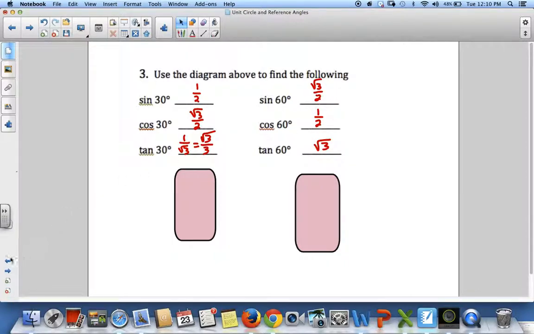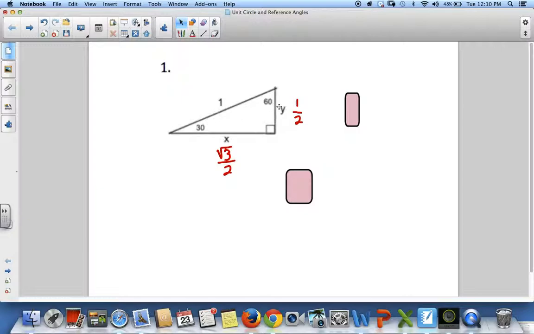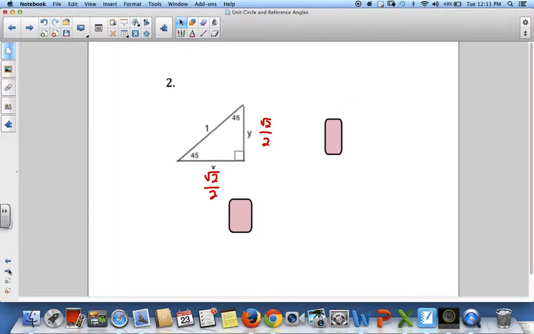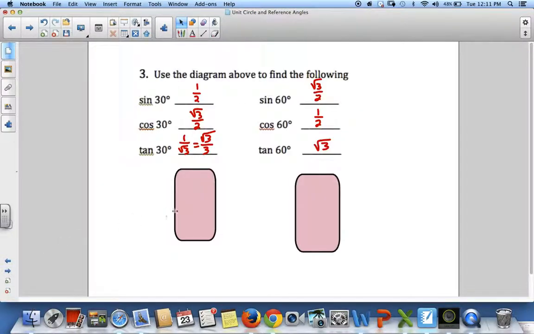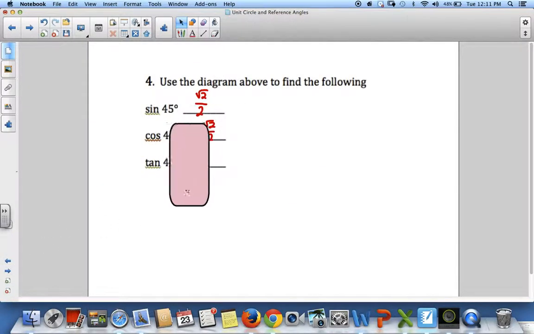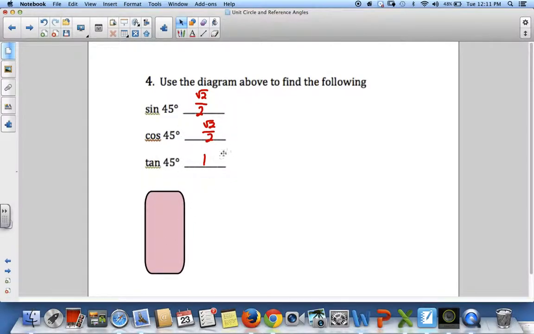They come straight from this problem here when we say opposite over hypotenuse for the sine, adjacent over hypotenuse for the cosine, and opposite over adjacent for the tangent. And the same way with 45 degrees, we get these values, and we're going to use those 3 values. So those 9 values are going to come back in a few minutes. We're going to look at those.